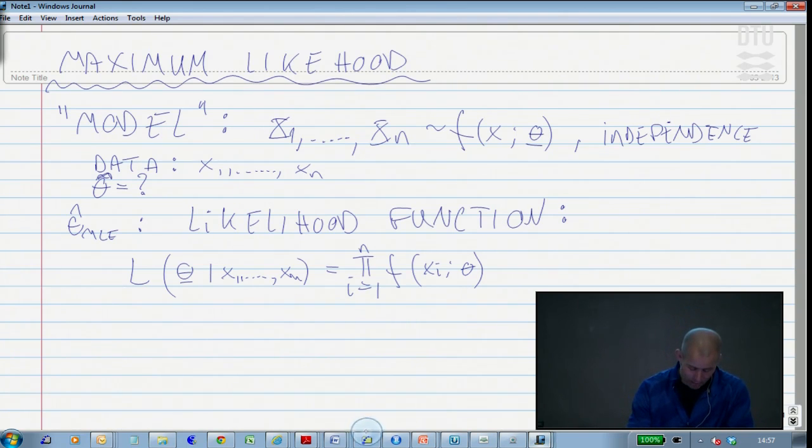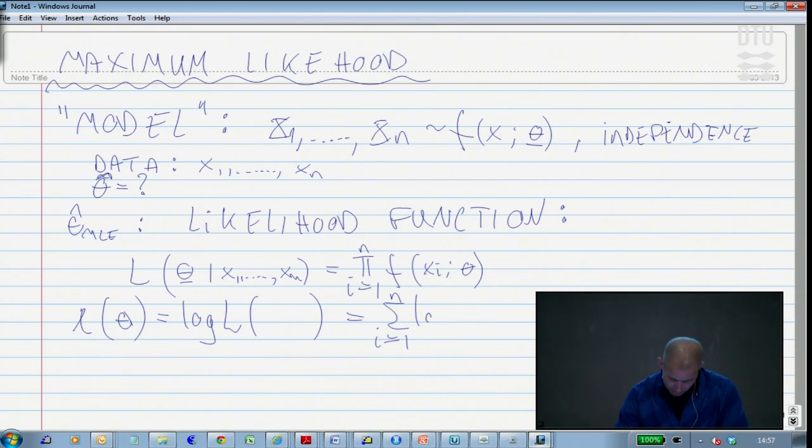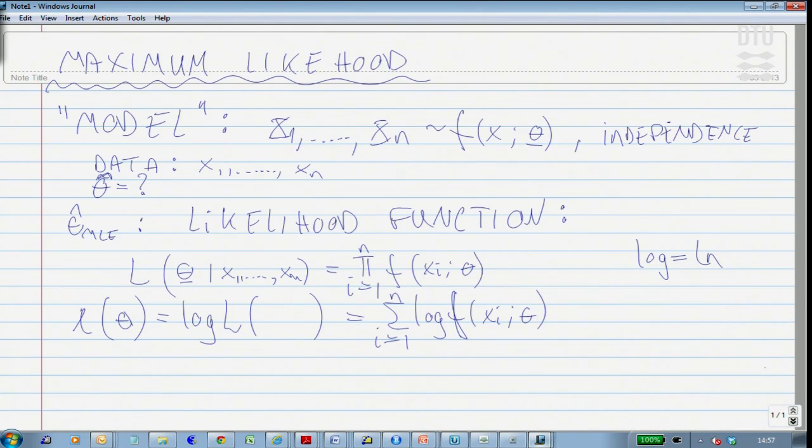The way it's usually done is to actually use what is known as the log likelihood, and then we may suppress the dependence on the data. That would be the log of L, which turns this into a sum. The log of a product is the sum of the logs. I use log here for the natural logarithm. So the log of each f of xi, that would be the log likelihood function. And this one can be used for statistics.